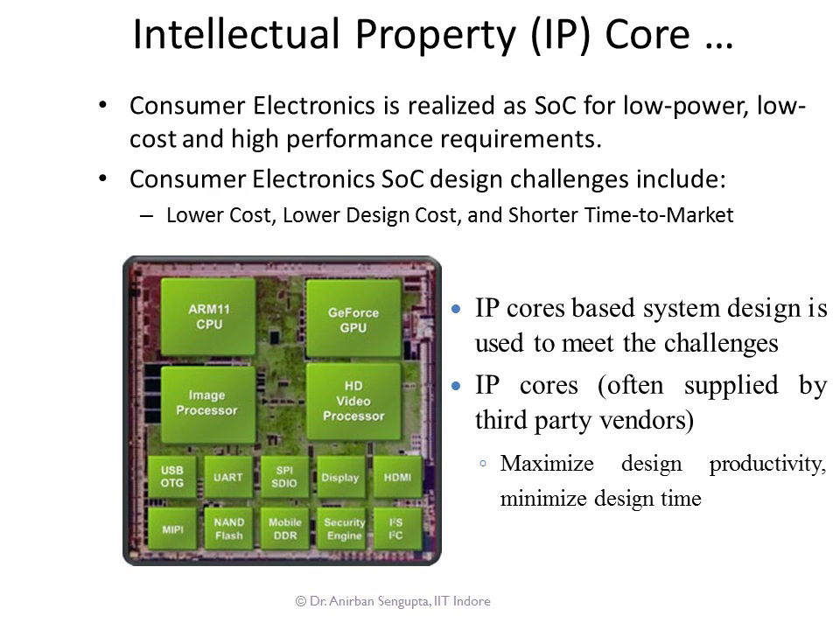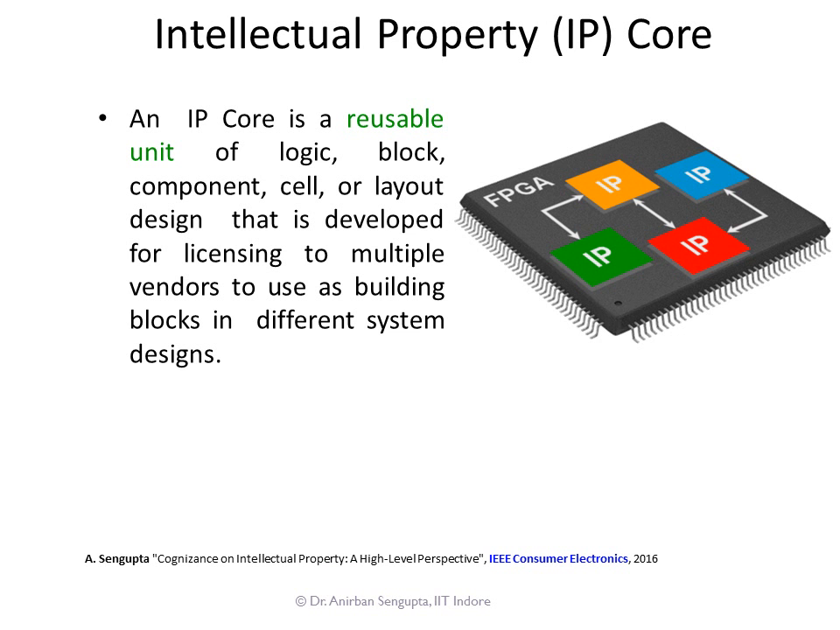Now let us look at the inside of what an intellectual property core is all about. It is realized as an SOC for low power, low cost, high performance applications. So IP core based design is used to meet the challenges, and it is often supplied by third party vendors. The main purpose of it is to maximize design productivity and minimize the design time. In short, an IP core is a reusable unit of logic block cell layout that is developed for licensing to multiple vendors to use as building blocks in different designs.